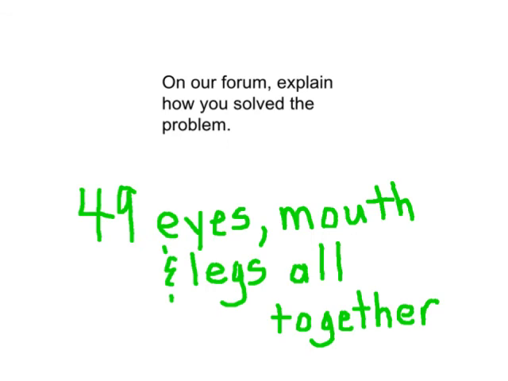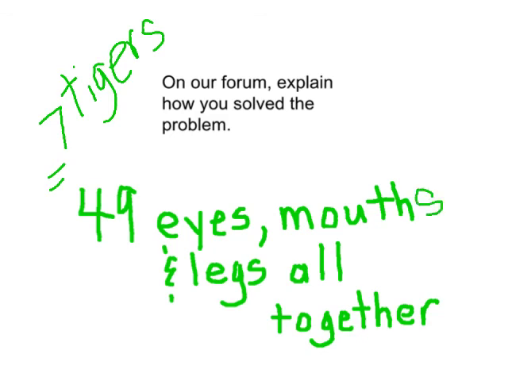So here is my answer. 7 tigers have 49 eyes, mouths, more than one, and legs all together. I think that's the answer.